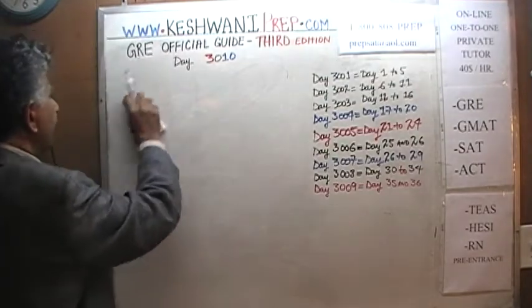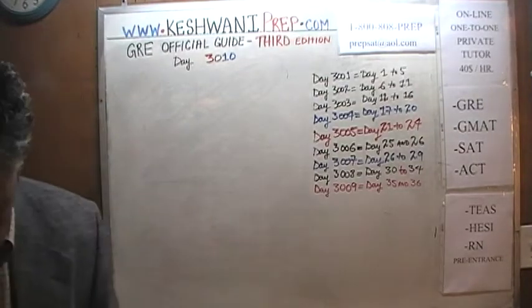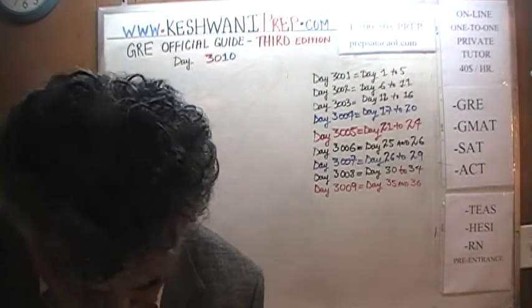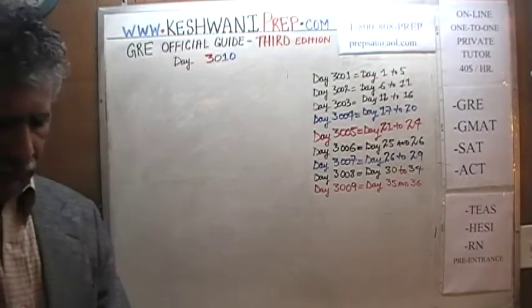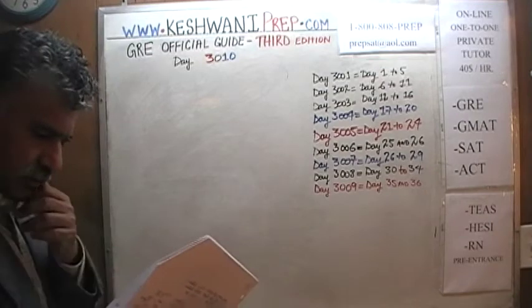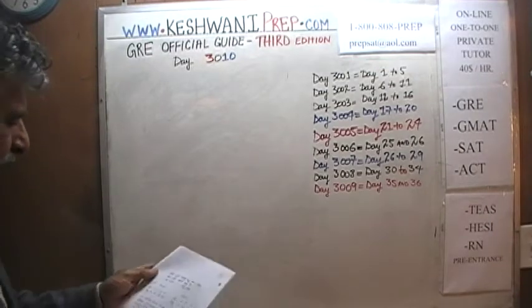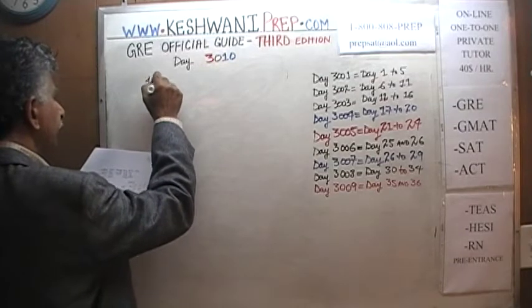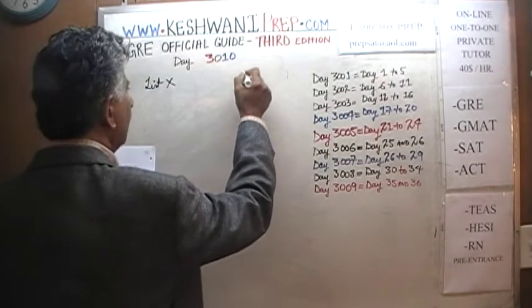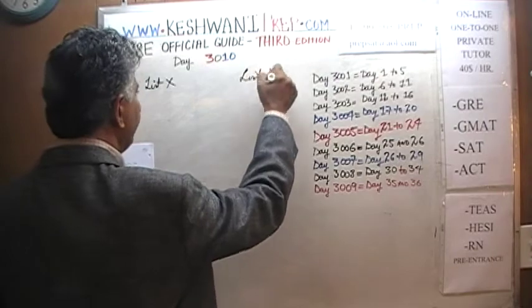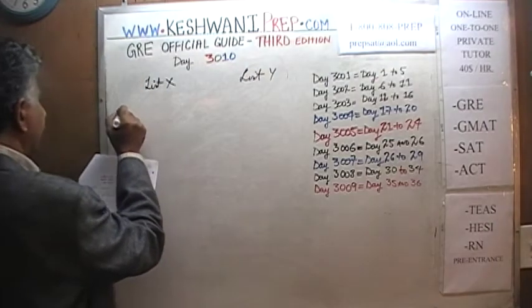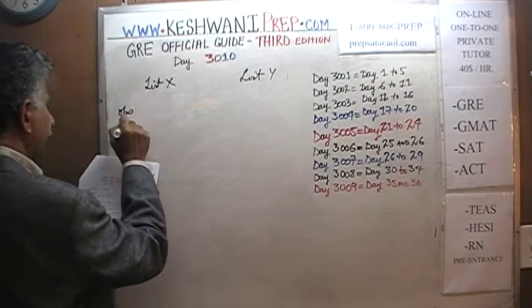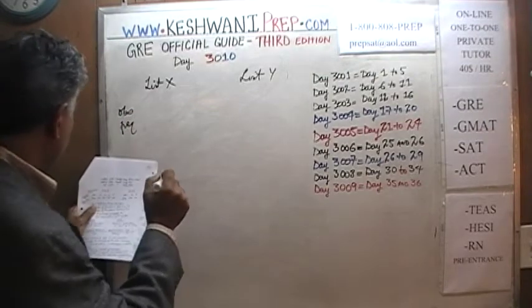Problem number two, on the same page. I'm going to put it on the blackboard. So we have list X and list Y. We have observations and we have frequencies. We need all of this, otherwise I won't do it.